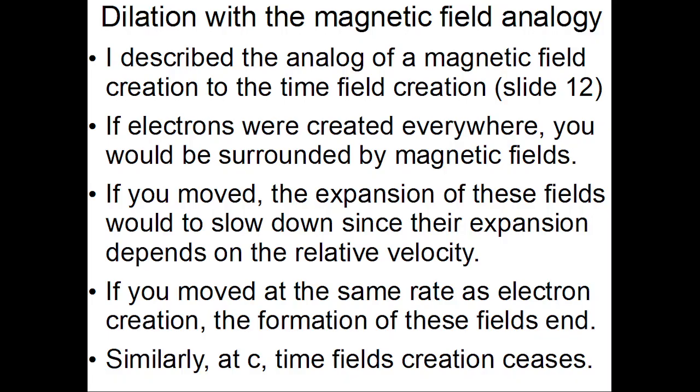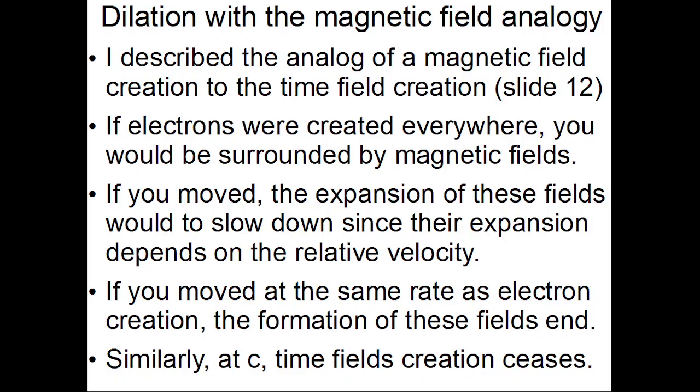In slides 12 and 13, I described the analogy between a magnetic field expansion around the creation of an electron and the time field expansion around the creation of a space pixel. Assuming electrons were constantly created everywhere in the universe, regardless of your location, you would always be surrounded by a magnetic field. But if you moved, the expansion of these fields would slow down since their expansion depends on the relative velocity between you and the newly created electrons. The faster you moved, the slower these fields would expand.